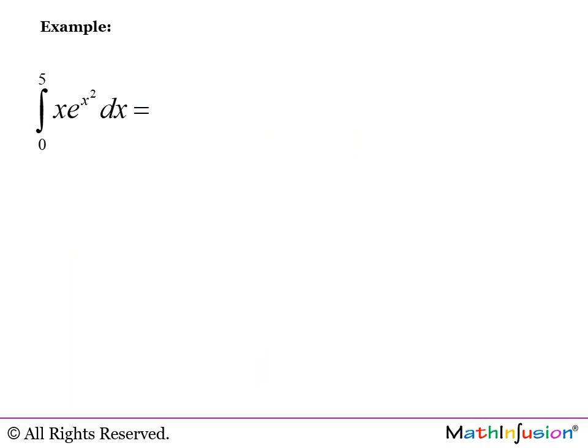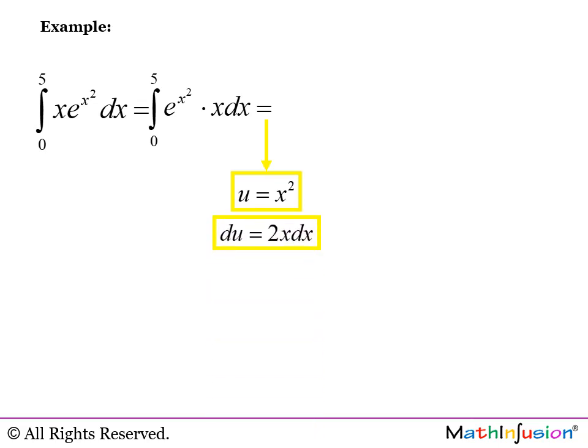Example, integral between 0 and 5 of x times e to the power of x to the power of 2 dx. This is clearly the composite function, and the only thing that will make this non-composite is if I substitute u equals x to the power of 2. So u equals x to the power of 2, so du is 2x dx. But the leftover that I have here is only x dx, so I have to do this manipulation with a constant, so x dx is du over 2.